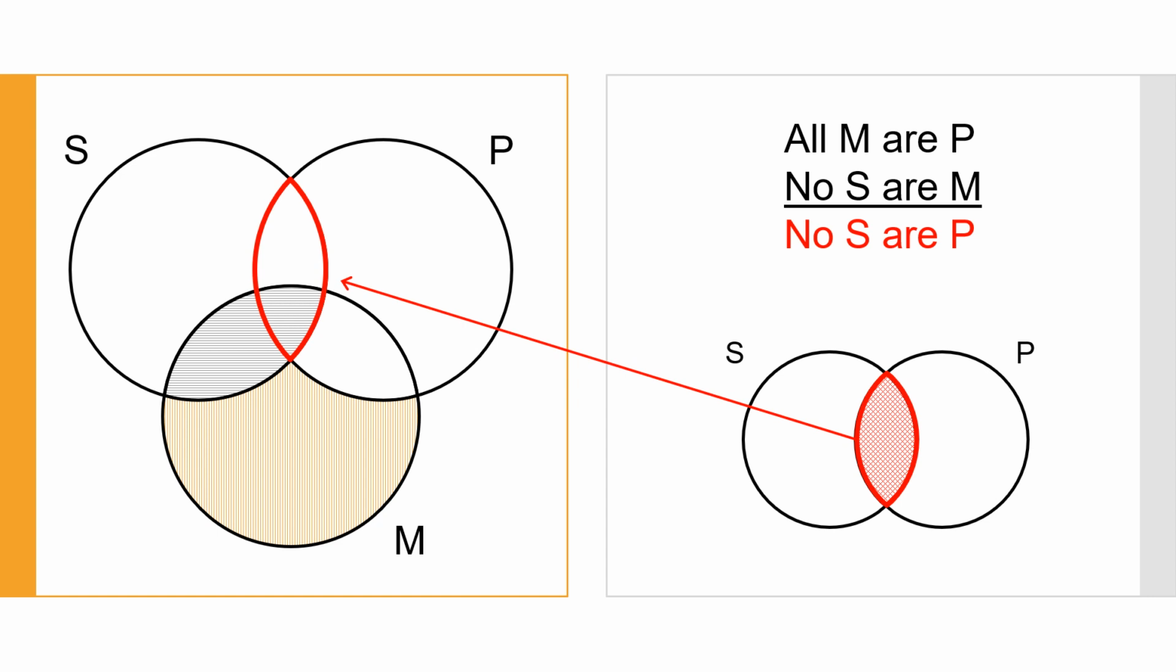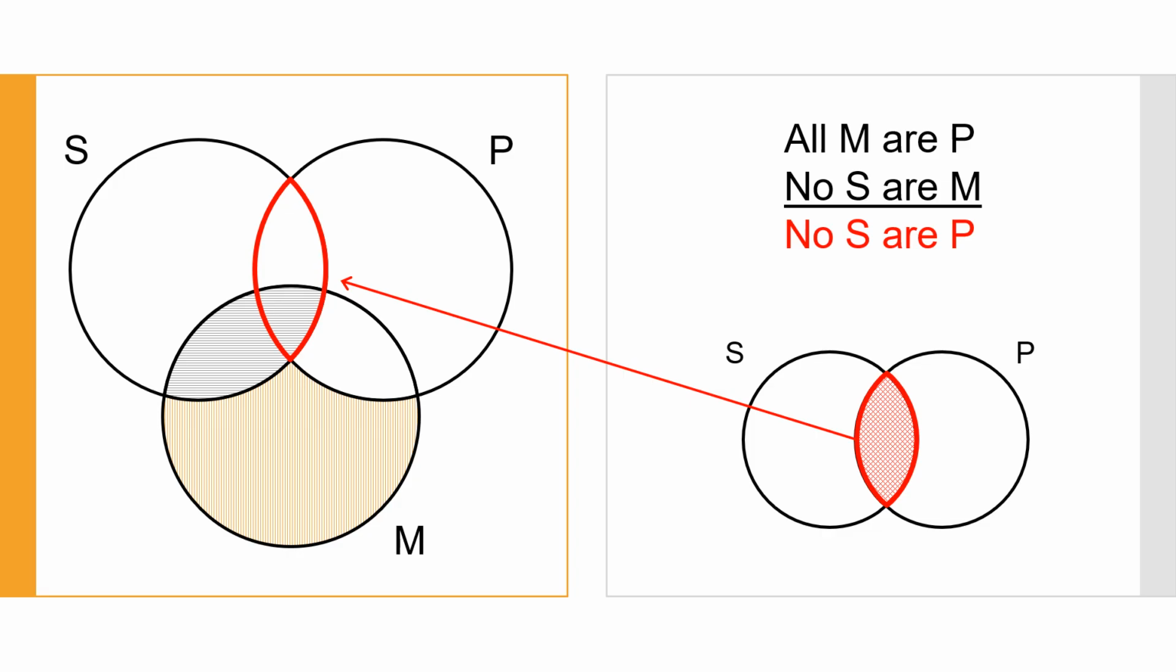But of course, the conclusion just told us I could never ever have something that is both an S and a P. And these 2 premises working together do in fact leave open the possibility that something is an S and a P at the same time, so long as it's not an M. So what does this tell us? Well, that means that these 2 premises together do not logically necessitate the conclusion that's drawn.